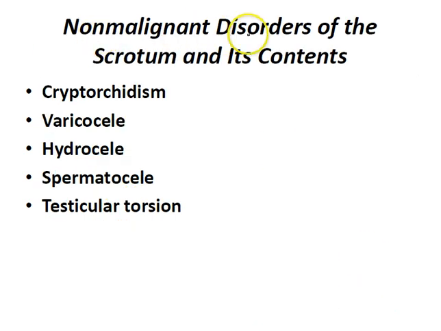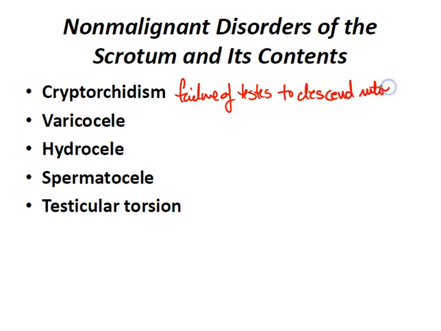So now let's talk about non-malignant disorders of the scrotum and its contents. These include cryptorchidism, varicocele, hydrocele, spermatocele, and testicular torsion. So what is cryptorchidism? It's developmental failure of a testis to descend into the scrotum.